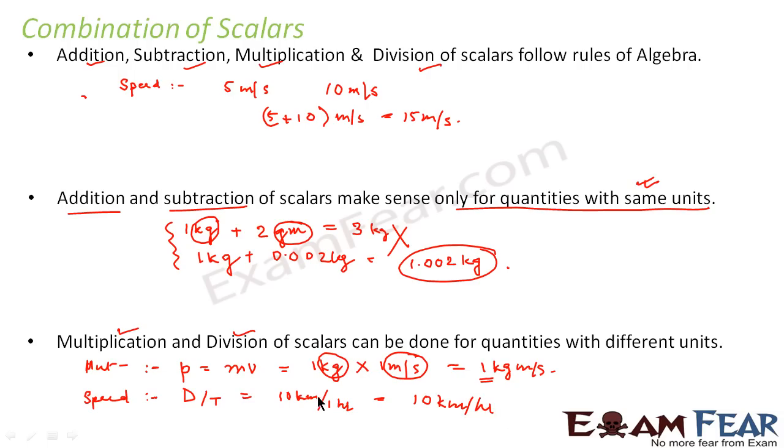So here also you see that you are dividing two quantities with different units. One has the unit kilometer, the other has the unit hour. So you are able to multiply or divide scalar quantities with different units. Basically these are all the same rules which you would have been studying since your childhood in your mathematics. They are the same rules which apply for scalar quantities.